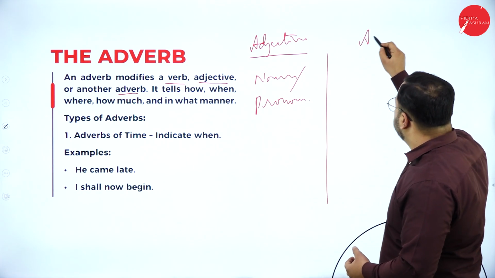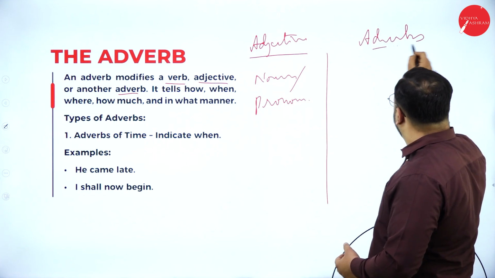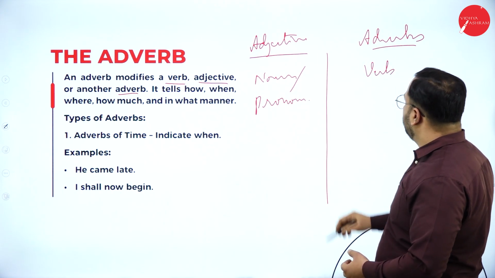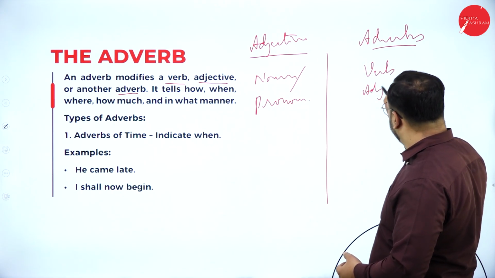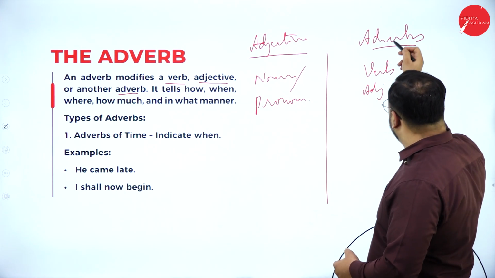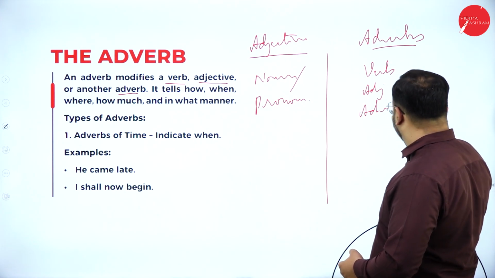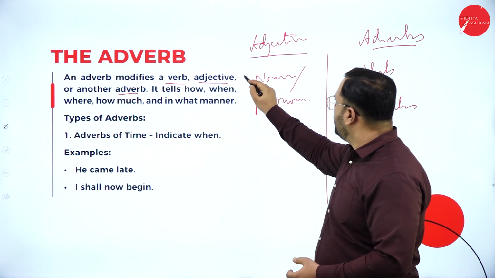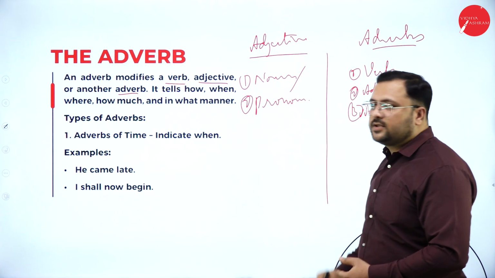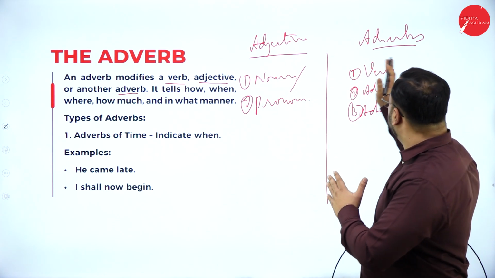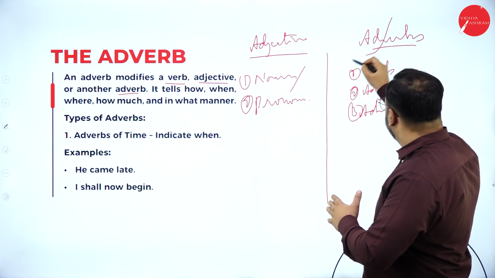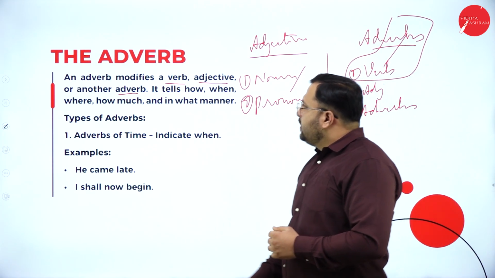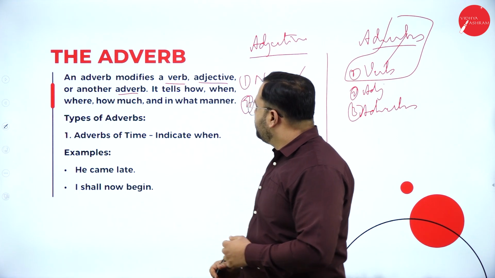And adverbs, they describe verbs, they describe adjectives, they also describe their own kind, adverbs. One, two, three. Here only one and two. So this is the difference between adjective and adverb. To make it simple, remember this: verbs, adverbs. There are many types of adverbs.